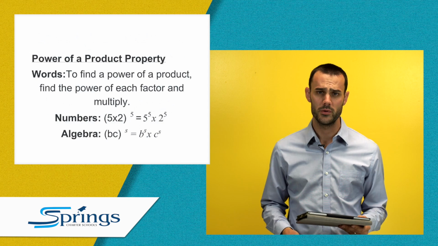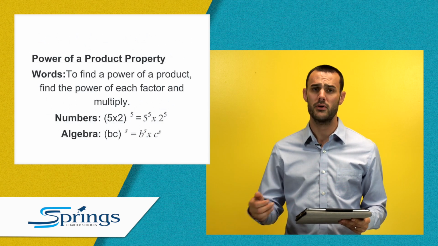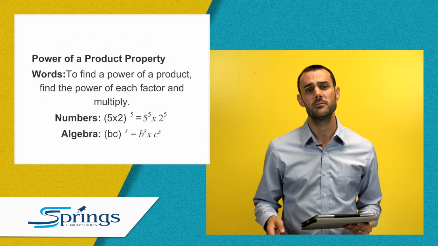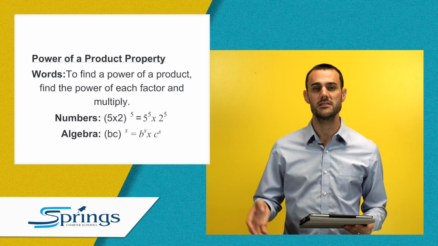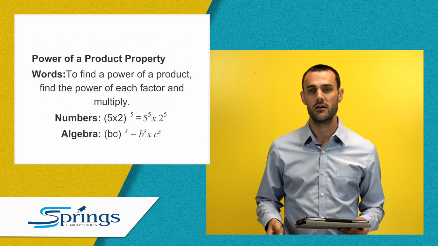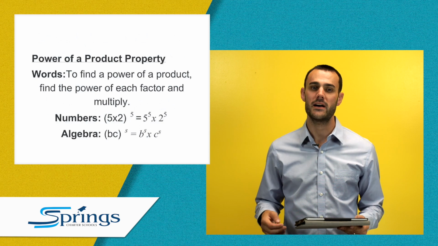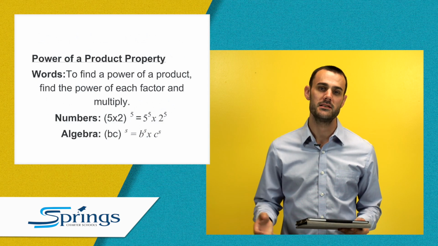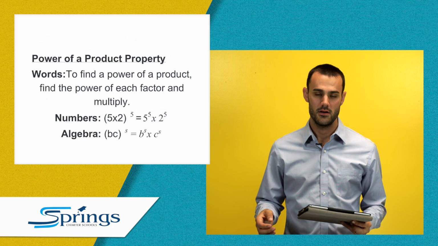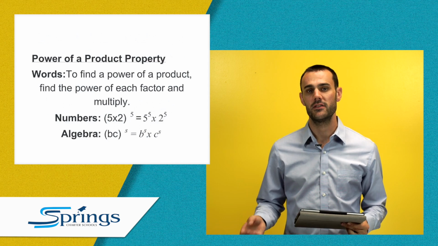The last rule we discussed was the power of a product property. Basically, we have to remember what the distributive property is so we can distribute the exponent on the outside of the parentheses to all the items on the inside. In this case, we have 5 times 2 on the inside of my parentheses, okay, and it's being raised to the fifth power on the outside. So we're going to distribute that power of 5 to everything on the inside.